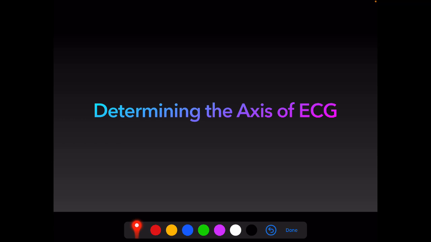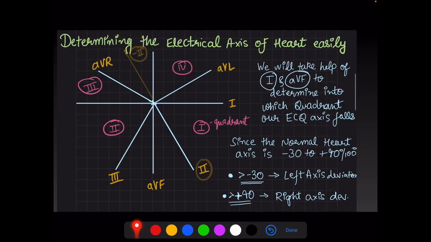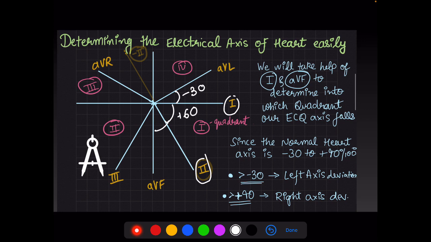This video is all about determining the axis of an ECG. This is how the leads of the ECG are oriented on the electrical plane. The angle between lead 1 and lead AVL will be minus 30. This angle between 1 and 2 will be plus 60. This angle will be 30 again, since this is a right angle.